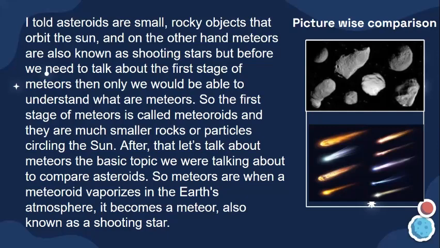Vaporizes, as the word says, is like evaporates in the atmosphere of the Earth that we talked about earlier, and then it becomes a meteor, which is also known as a shooting star. That's why when you're standing outside at night, you might notice one day that there's this big line-like thing going by. That's what it is, a meteor.